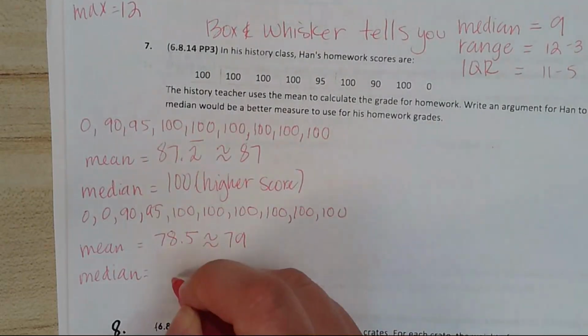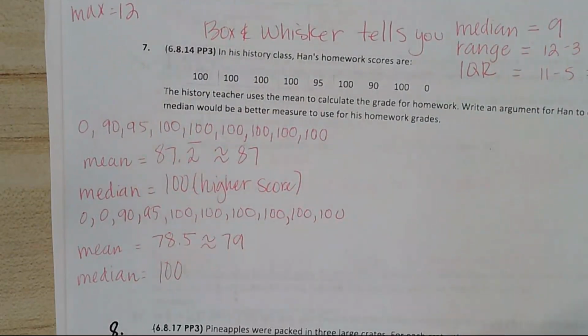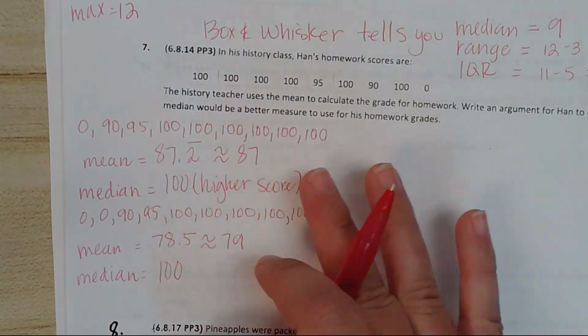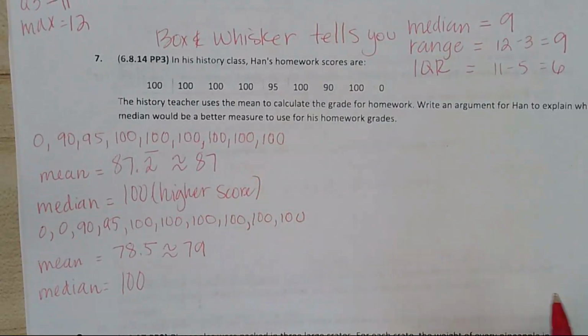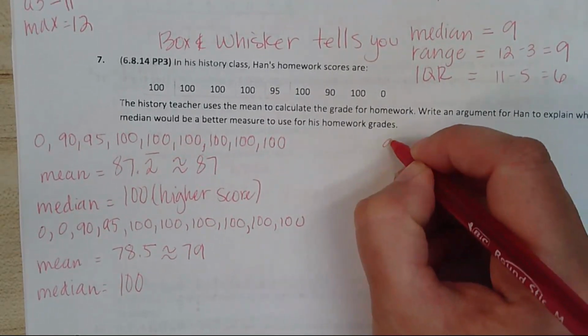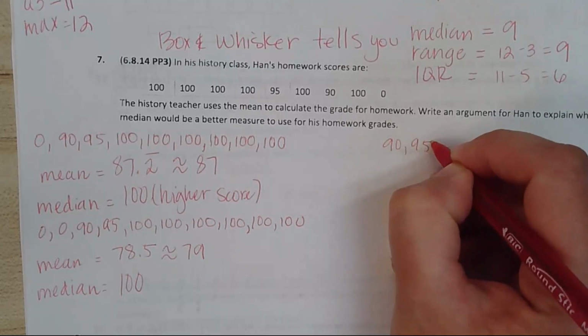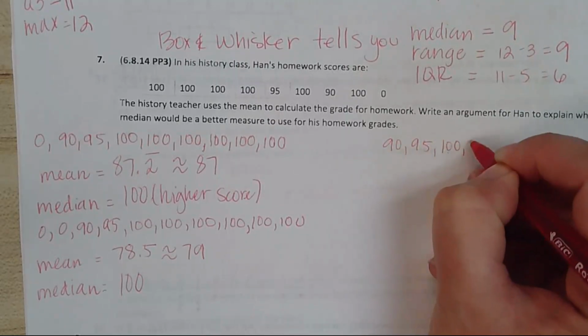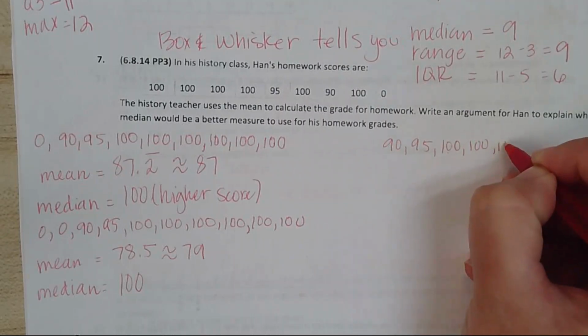100. What happened? It stayed the same. All right, well, in a perfect world, your teachers completely understand that it was rough, you didn't get your homework done. Drop those 0s. Drop them. Find the mean and the median.